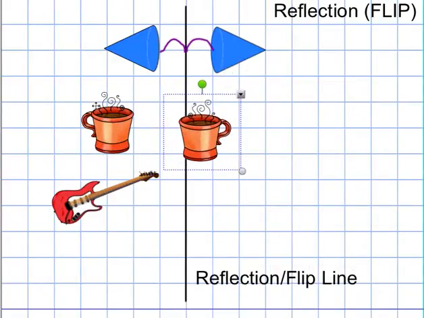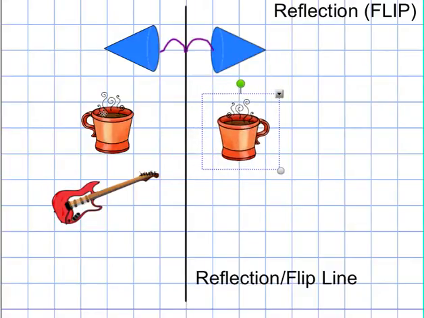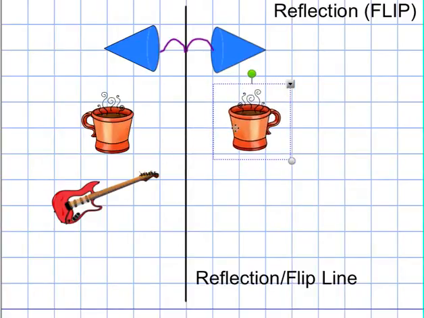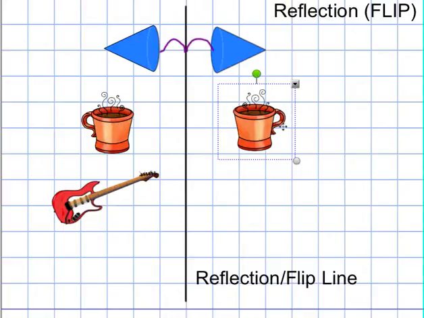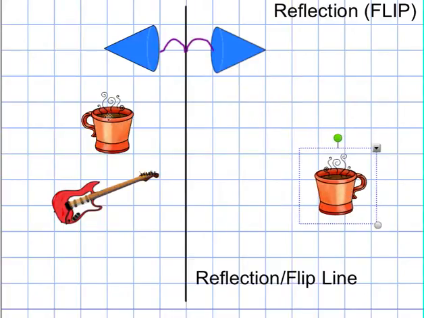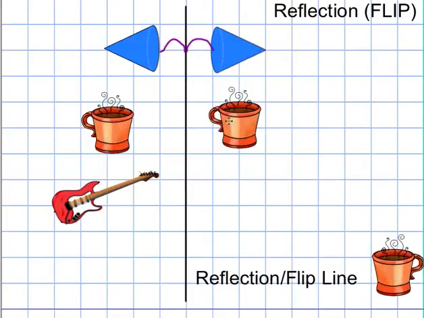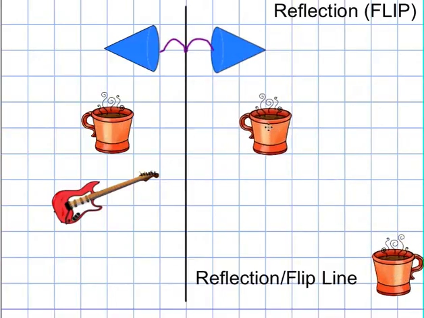Okay, so same idea with the cup of coffee. When I go to flip it, as you notice, the handle of the cup is away from the flip line. So when I go to mirror this over, I need to make sure that the handle is away from the flip line. So this would not be correct. Just ignore this for 1 minute. This here would not be correct.